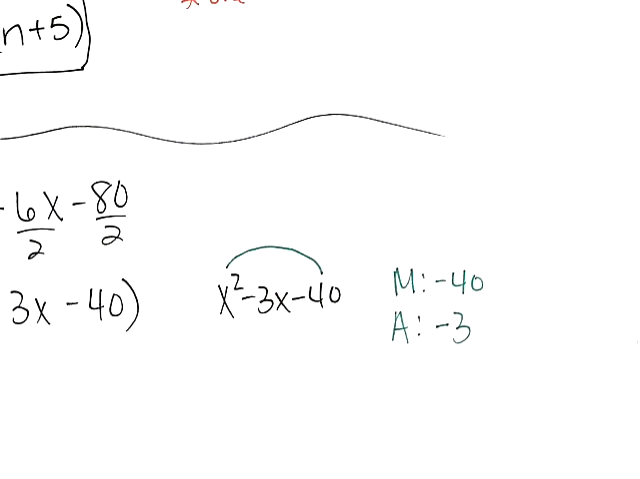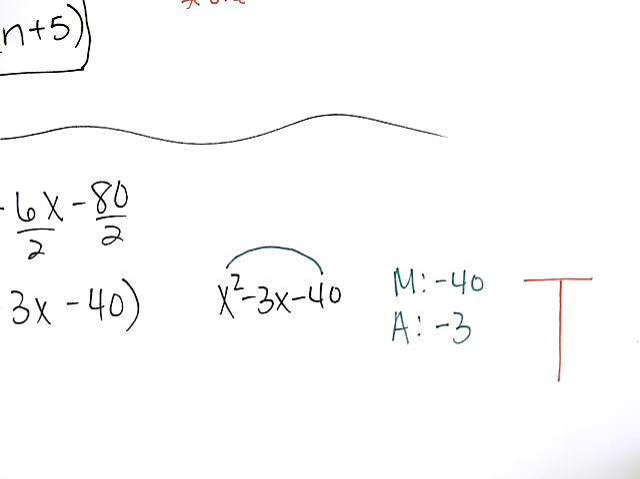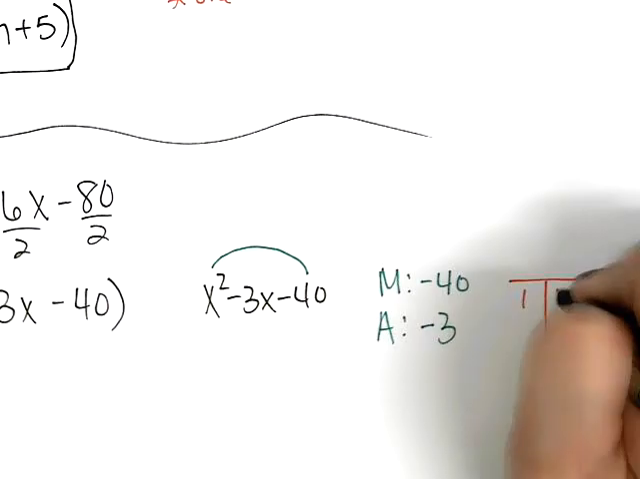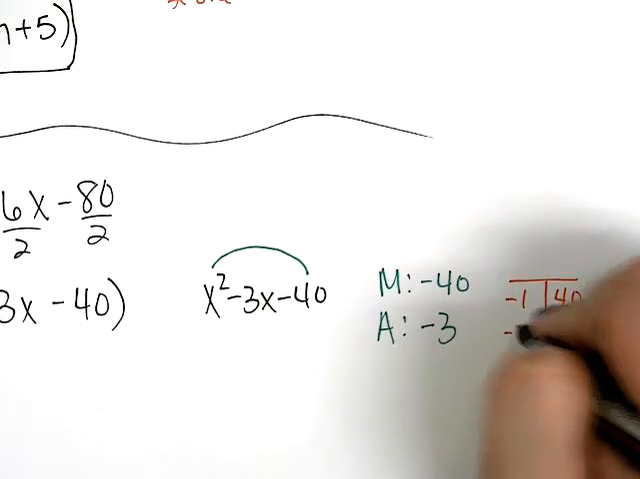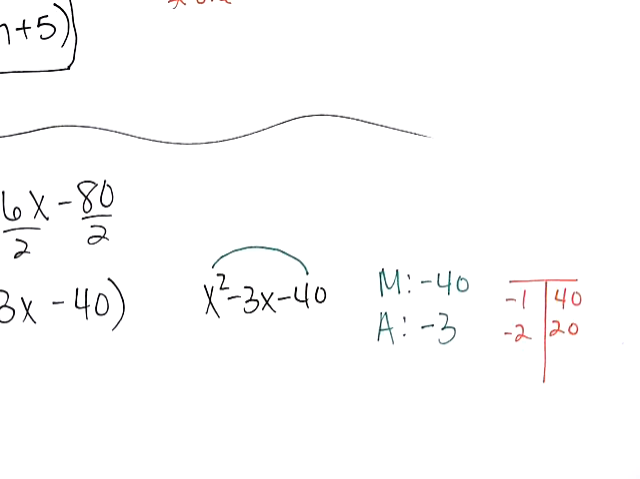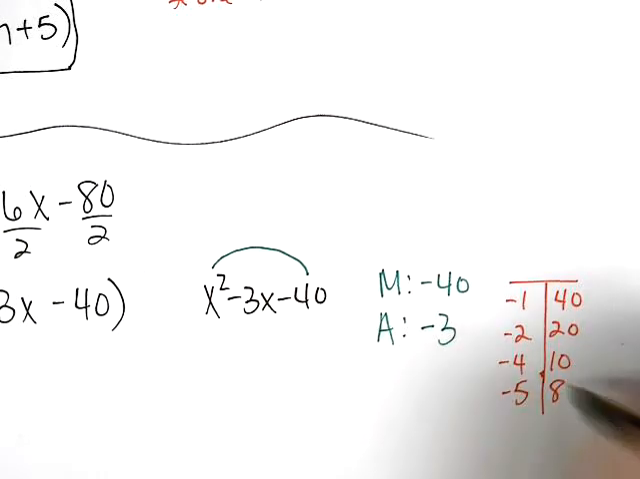So when you write out your factors, I don't want to put 1 times 40 because that's not negative 40. I need to make one of those negative. Okay? So then we could do negative 2 and 20. It's not divisible by 3, but it is divisible by 4 and 10. And it could also be negative 5 and 8.